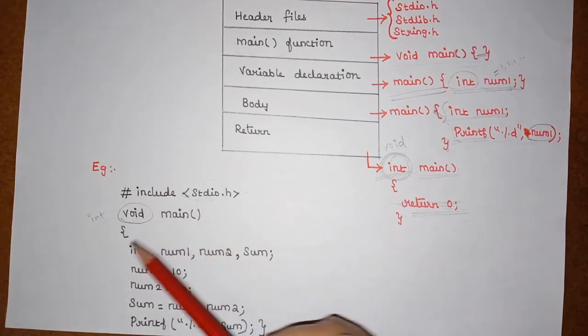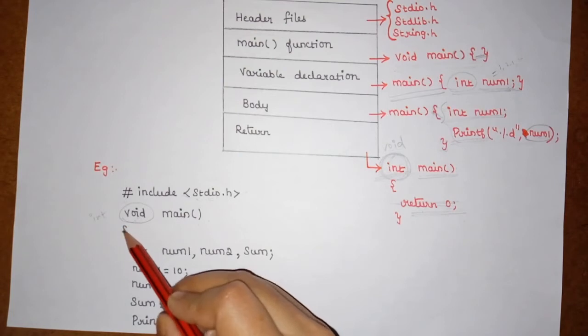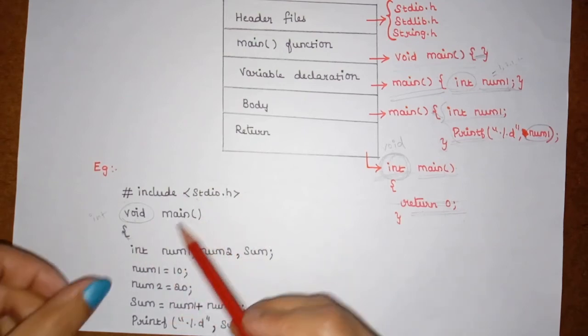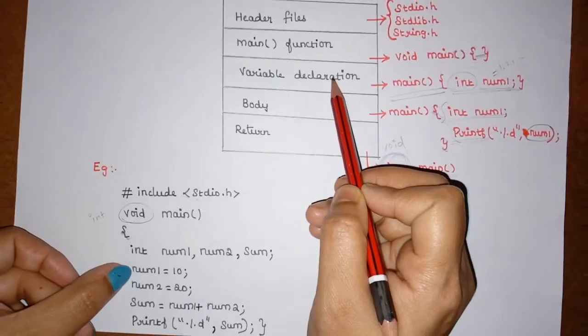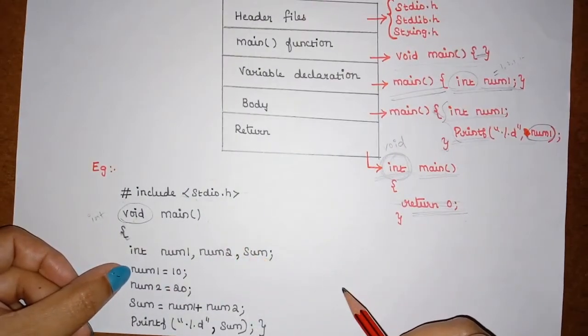So after this main function, here is your main function that is starting, with the open curly brace. So here the function is started. Inside this function, initially we should have variable declaration. That is, we should tell the compiler what variables we are going to use.